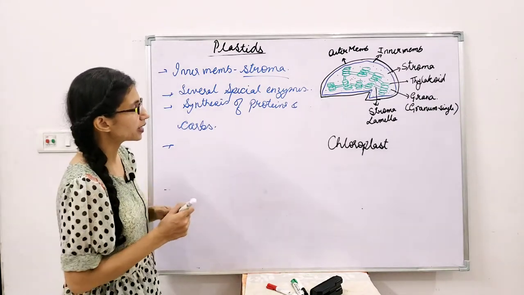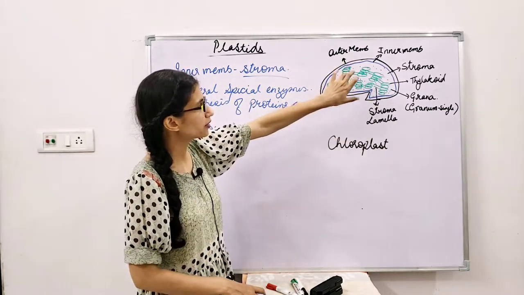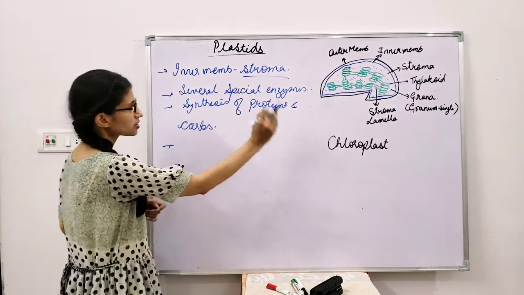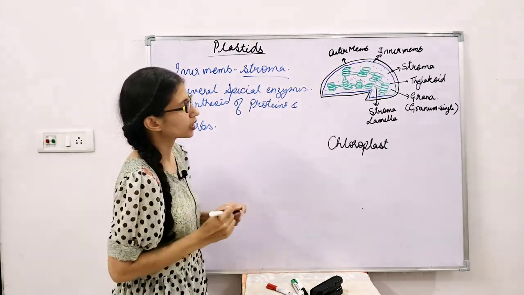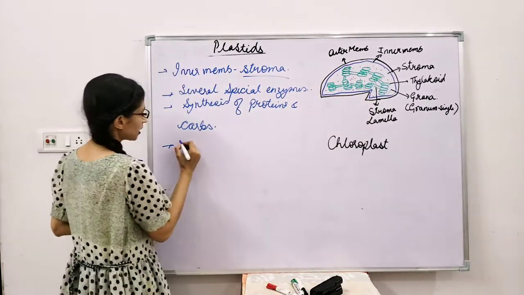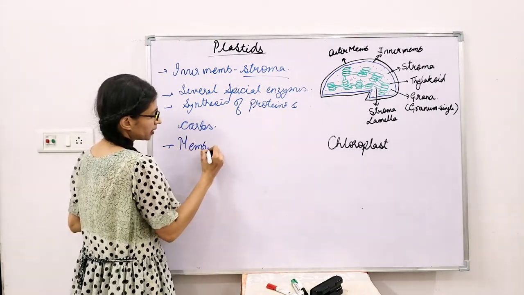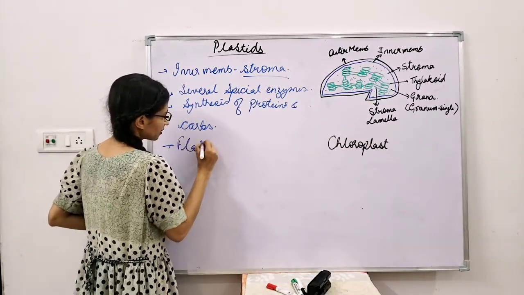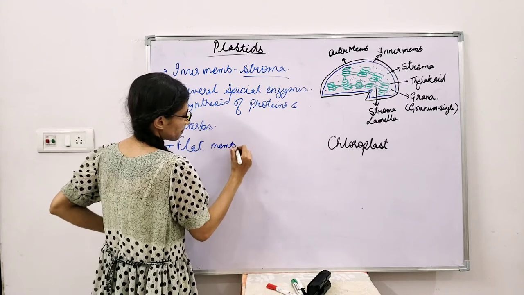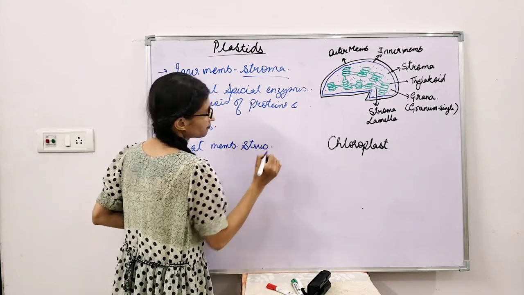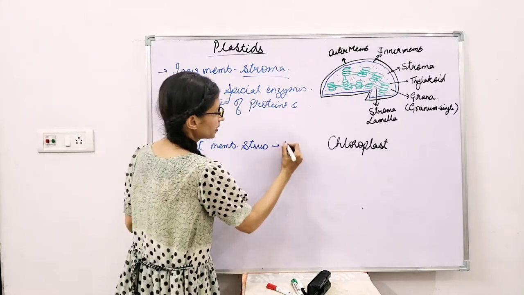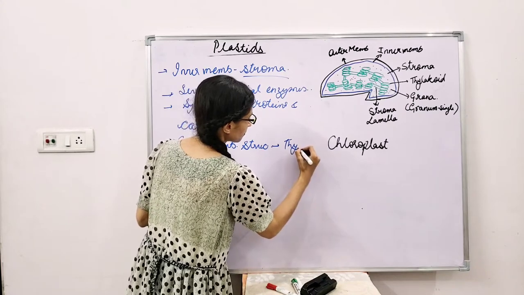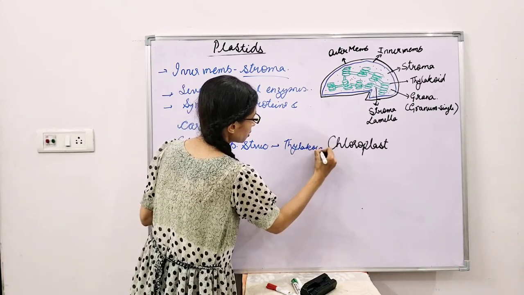Now moving ahead, other than that, you can see that I have tried to make certain structures. Okay, so these structures are called thylakoids. What these thylakoids are, they are actually flat membrane structures, okay, and they are called thylakoids.